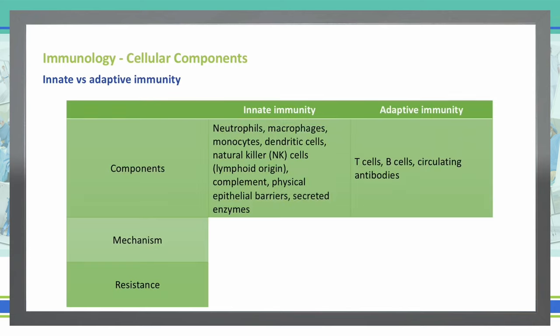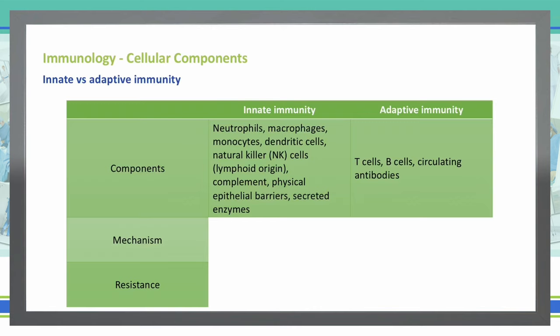So the components of our immune system in the innate immunity are all of the cells that the body produces naturally that don't have any specificity. So the neutrophils, macrophages, monocytes, dendritic cells, natural killer cells, complement, physical epithelial barriers, and secreted enzymes are all part of that innate immune system. Most everybody has these cells. We do have, obviously, the cases where people might be missing some portions of these cells, but the general population, in general, has all of these cells within their body, and they all function more or less the same way.